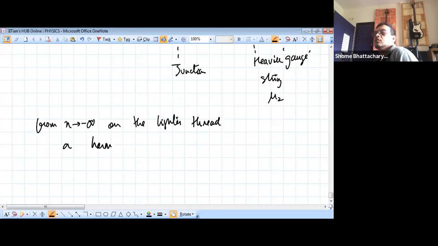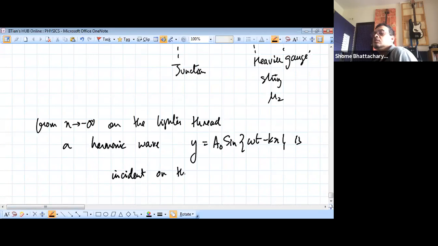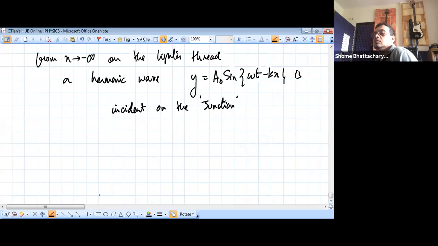a harmonic wave y equal to E naught sine omega t minus kx is incident on the junction, where, let us say, the tension is 250 newtons.